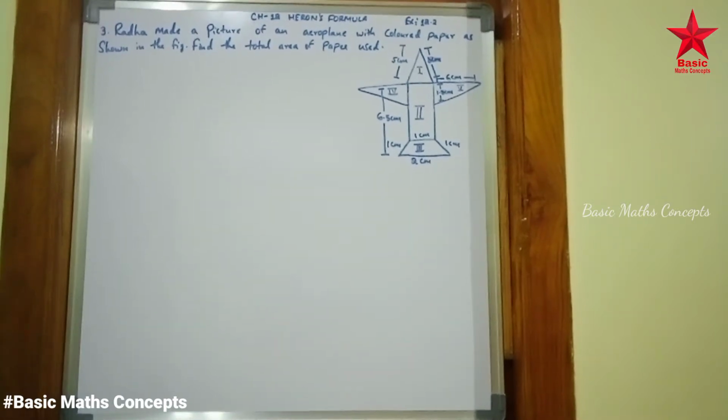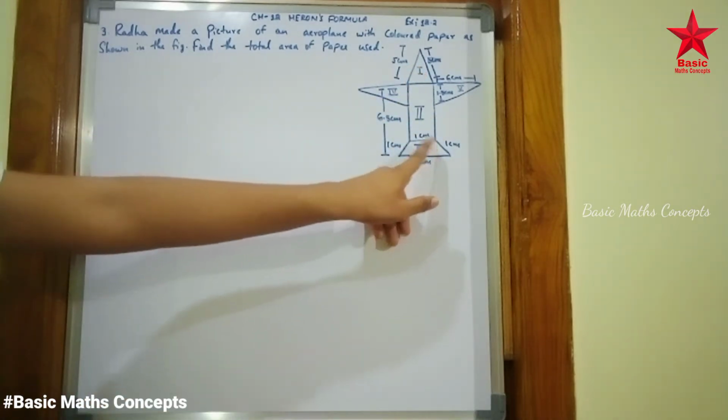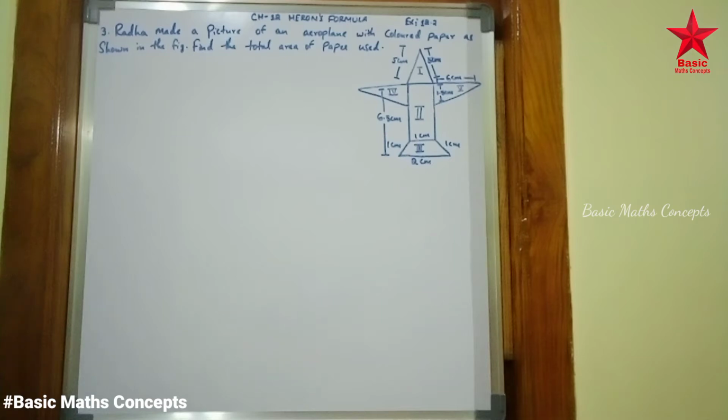So in this video you are learning about chapter 12, Heron's formula, exercise 12.2, second problem. Radha made a picture of an aeroplane with colored paper as shown in the figure. We have to find the total area of the paper used. The paper has been divided into 5 parts: first part, second part, third part, fourth part, fifth part. We have to find each part and add them to get the total area of the paper used.